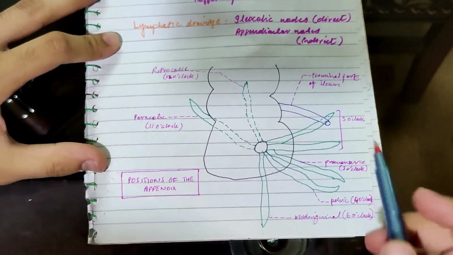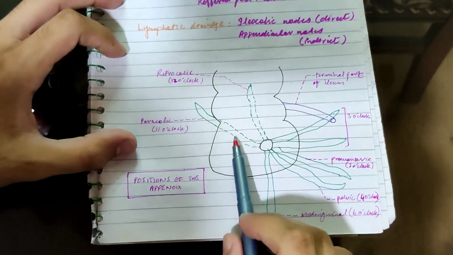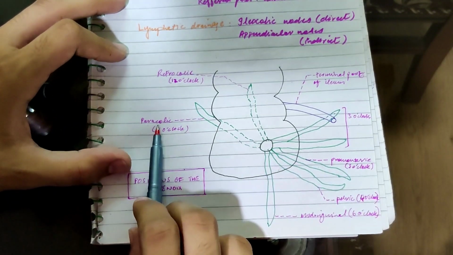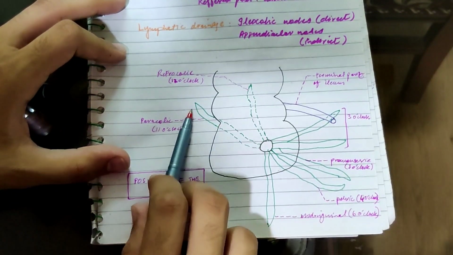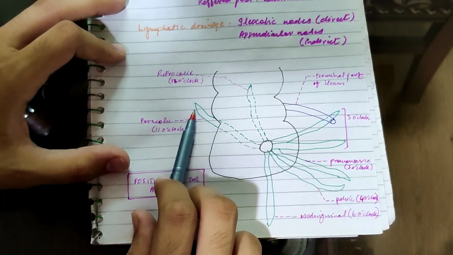So this is the diagram. We have basically the opening of the appendix. So these are the 6 different positions. The first one is the paracolic position, which is almost 11 o'clock. If we compare it with the clock, it is basically 11 o'clock in position.